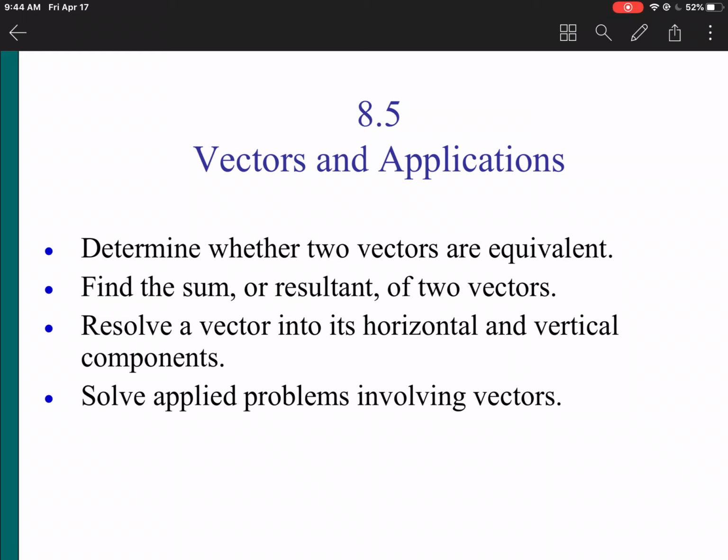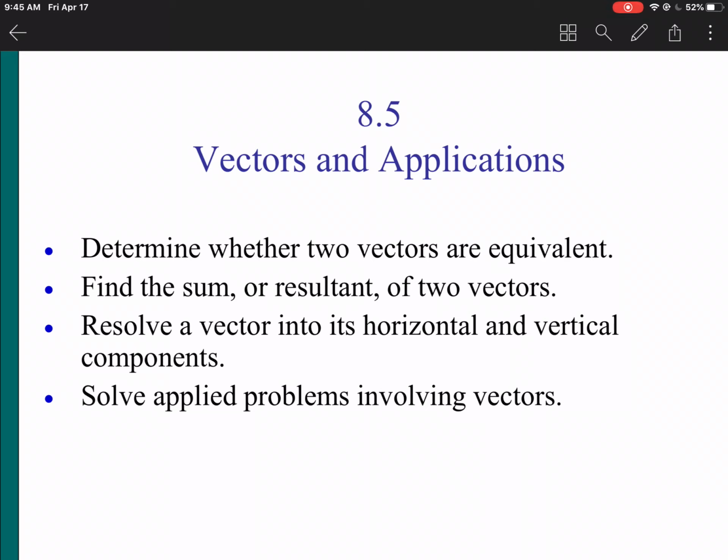But vectors have a lot of real-world applications. They're very useful in physics when you're talking about motion of an object or direction of an object, forces applied to objects, this type of thing. So there's a lot of applications in physics, and of course math is involved with that. That can be represented using this idea of vectors.